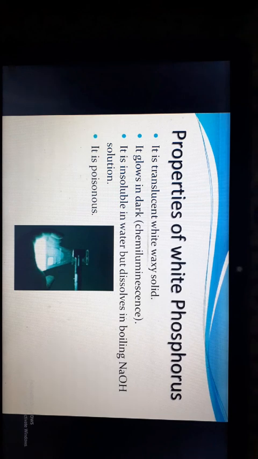And it is poisonous in nature. It is very harmful if you consume it. Therefore, it is called very poisonous. This was the properties of white phosphorus.